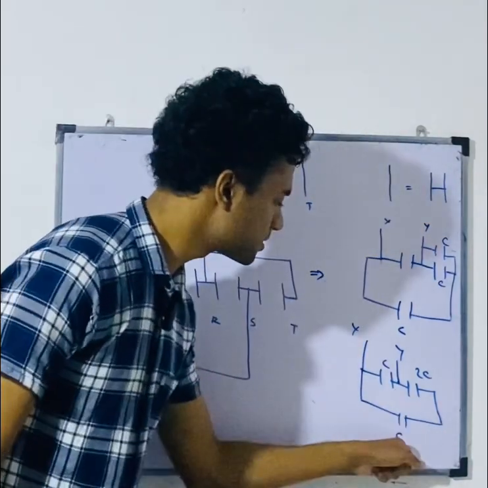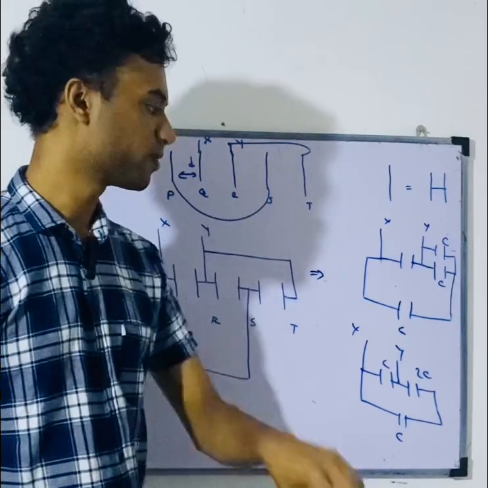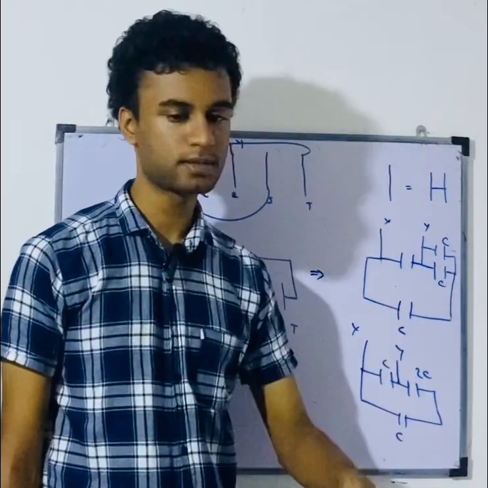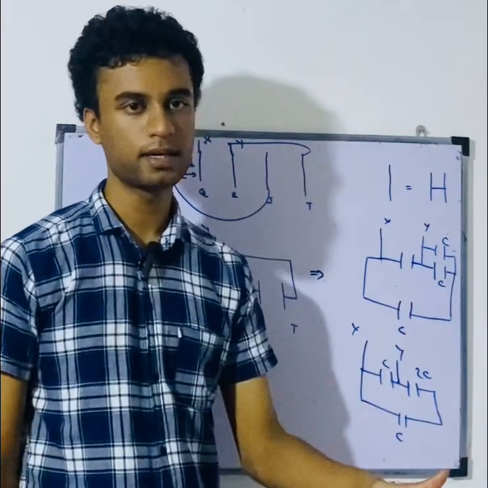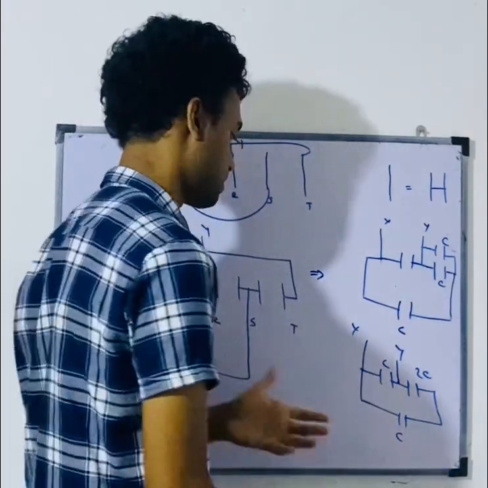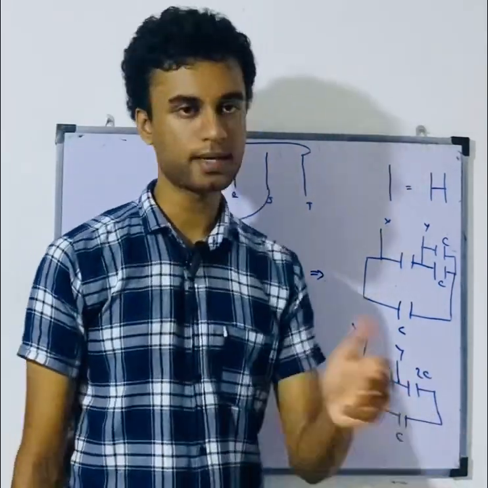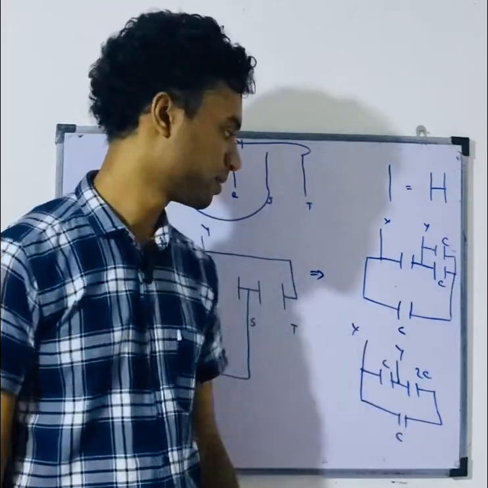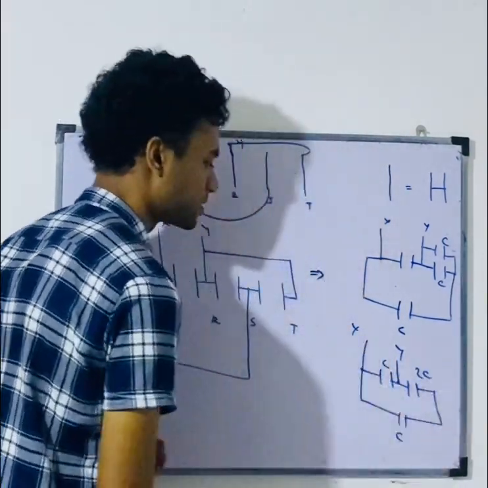Now 2C and C, they are in series. Therefore, the equivalent capacitance is going to be the product of the two capacitances divided by the addition of the two capacitances. 1 over C is equal to 1 over C1 plus 1 over C2, right? That's the equation, so you can do it mentally. 2C times C divided by 2C plus C. So 2C squared divided by 3C, right? It's going to be 2C over 3, the equivalent capacitance of 2C and C because they're in series.